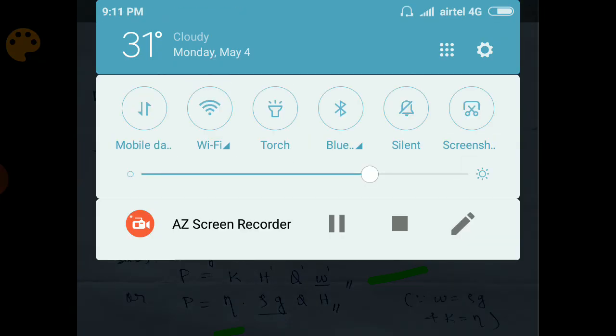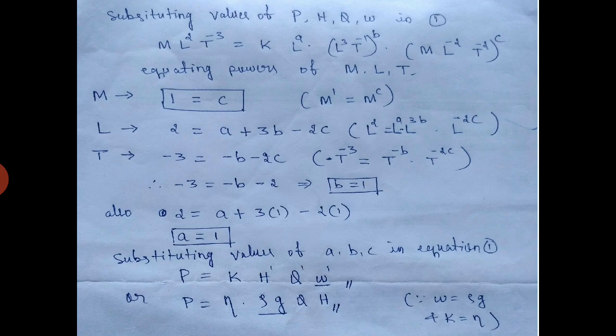Finally, we can say Rayleigh's method is useful when there are 3 or maximum 4 variables. If the number of dependent variables increases to more than 4, say 5, then it becomes very difficult to solve the problem. In such cases we will go for Buckingham's pi theorem, which we will discuss in the next class.